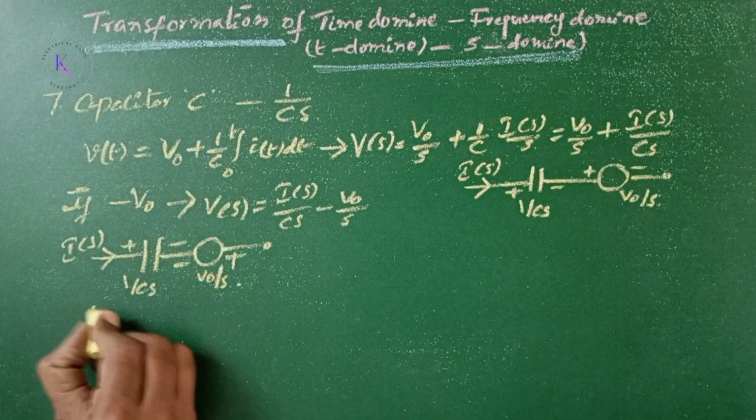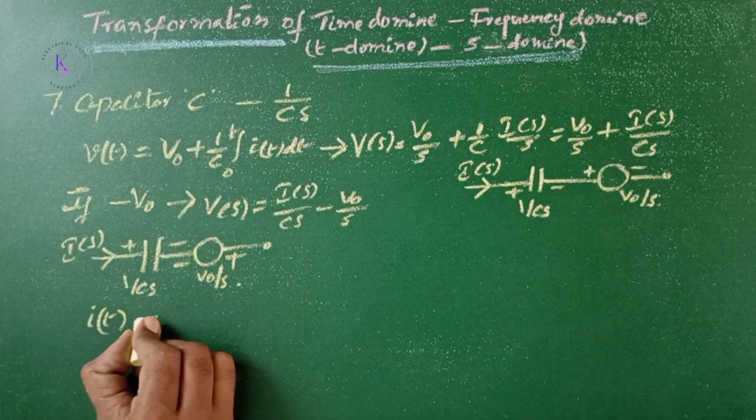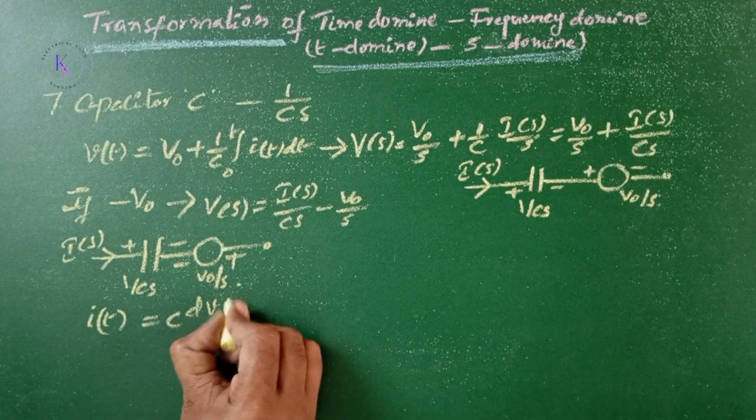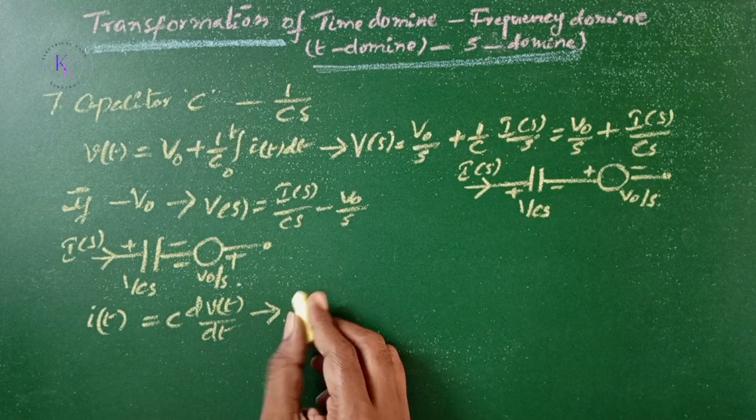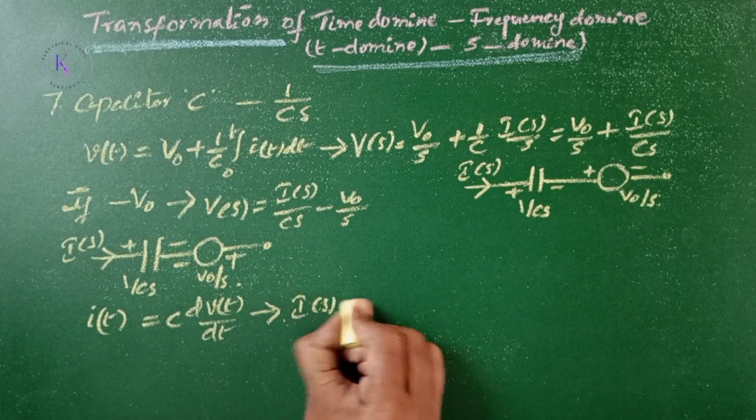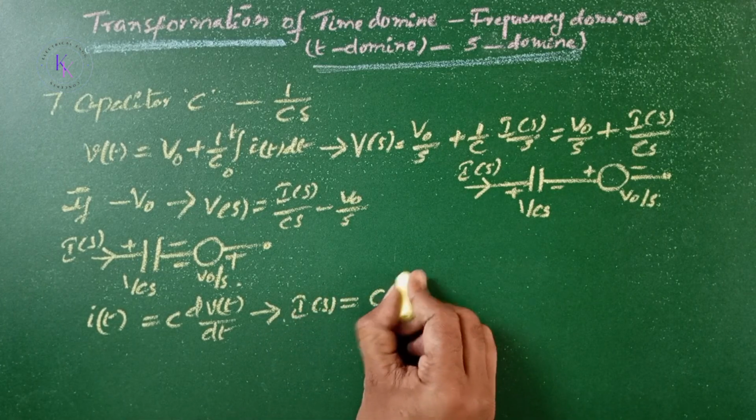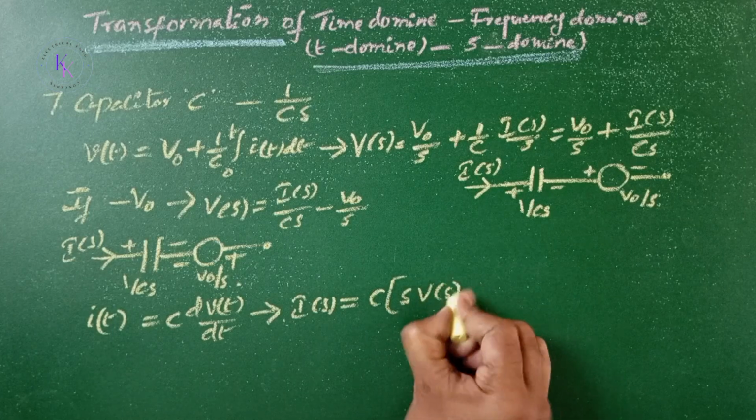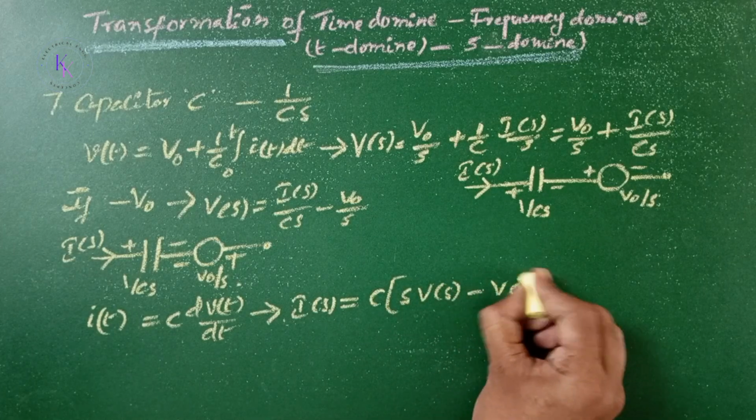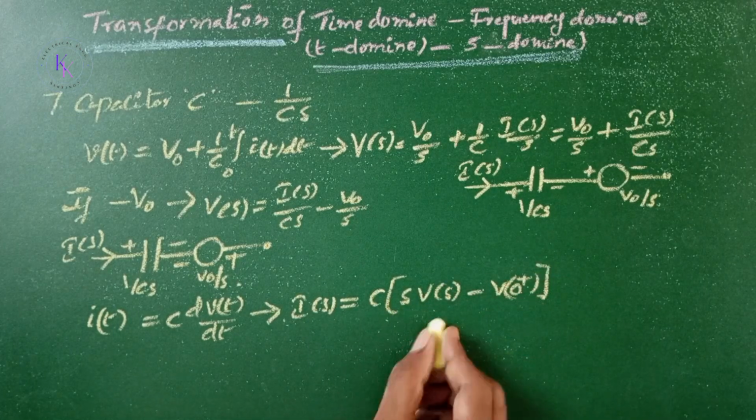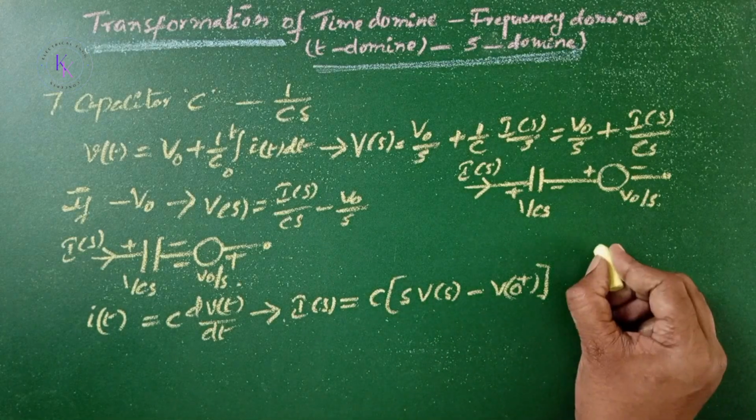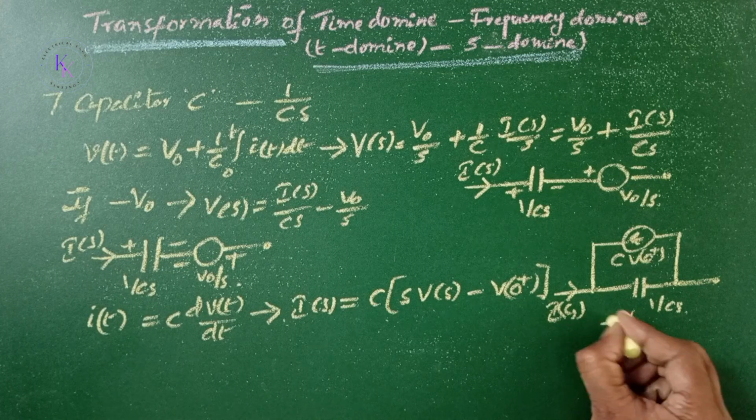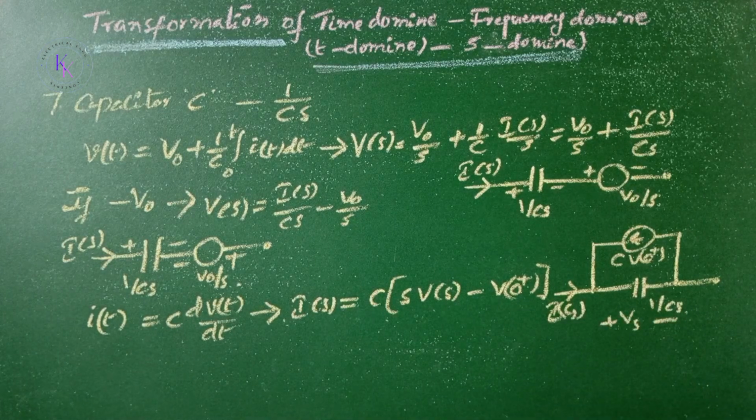Current in the capacitor is given by I of t equals C dV of t by dt. This in s-domain will give us I of s equals C of s into V of s minus initial voltage V naught. This comes from the differential form of the Laplace transformation, and it is represented in the circuit, and this is V of s plus and minus.